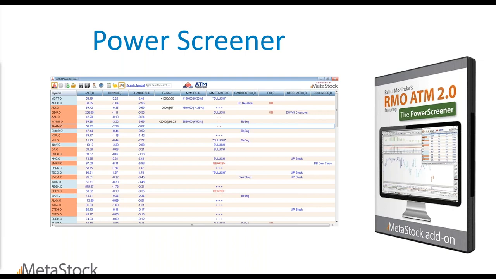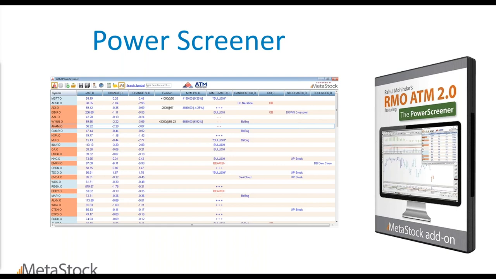The ATM has actually been our most successful subscription-based add-on. Customers love it. With it, you're going to get the power screener. I love the power screener. It allows you to keep profit and loss updated. It allows you to put literally just about up to 30 indicators on a screen and also get voice alerts and email alerts, you name it. It's a very, very good screen.